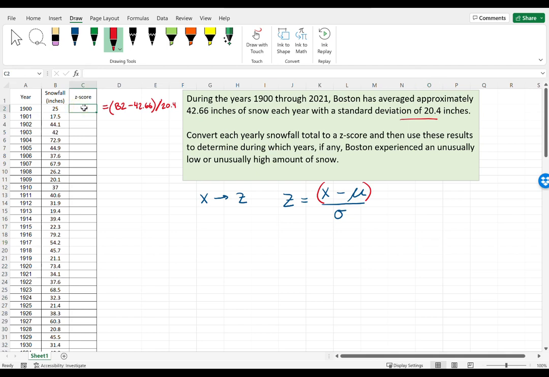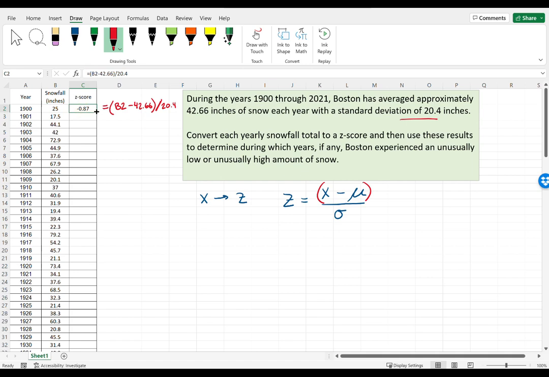So let's type that in exactly. Equal, parenthesis, number to the left. Remember, we're using locations of numbers. Minus 42.66, close parentheses, and divide that by 20.4. Now, it should make sense that we have a negative z-score because 25 inches is below average. The average is 42.66.